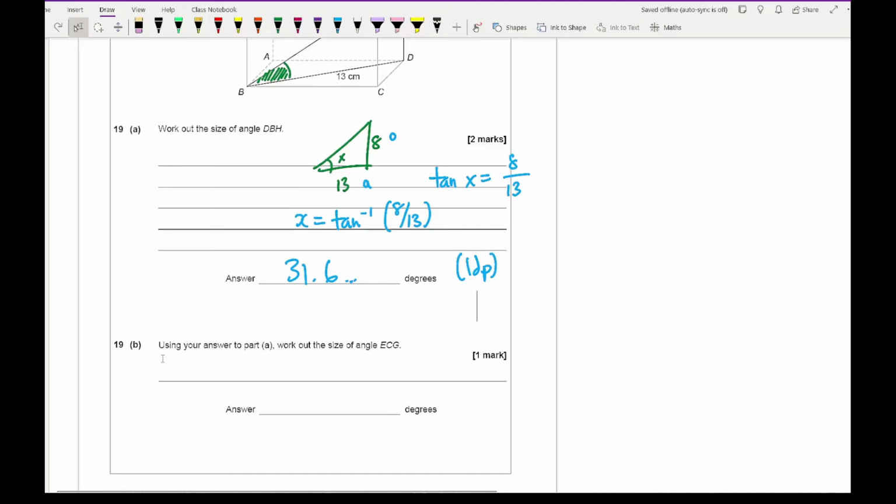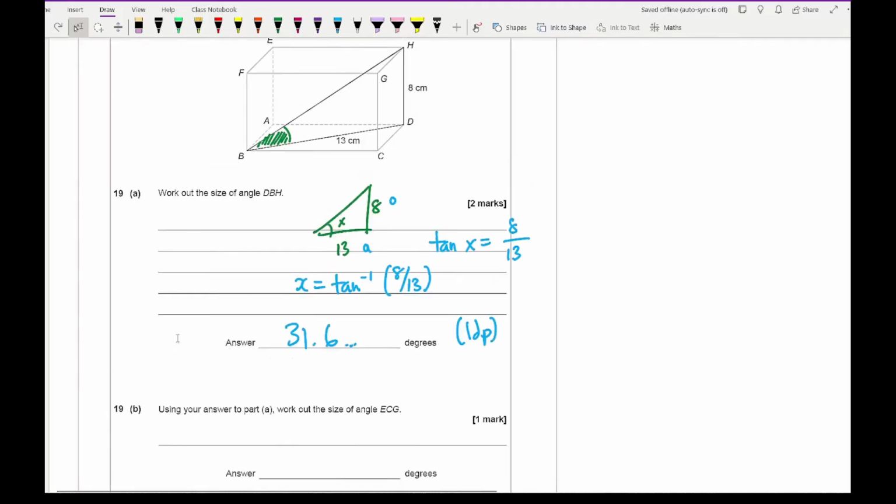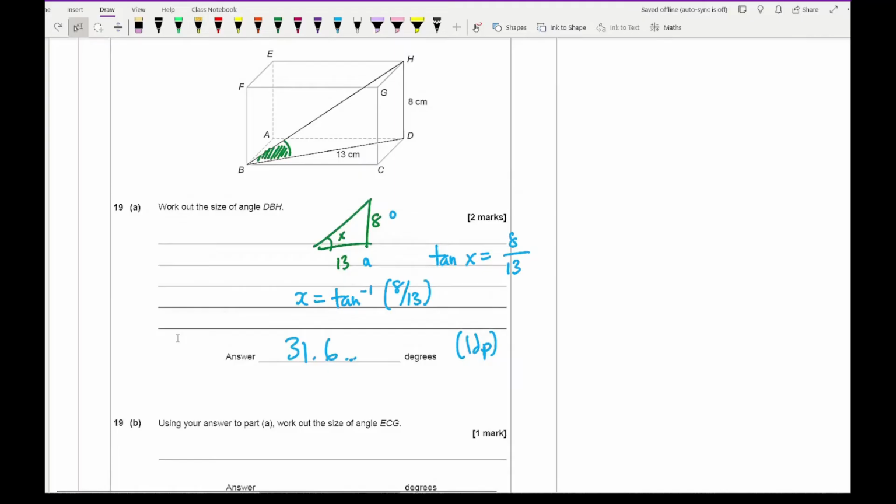19b says use your answer in part A to work out the angle of ECG. Now let's have a look at what the angle ECG looks like. So E is here, C is here, and G is there. So it's this angle here that I'm wanting to work out.